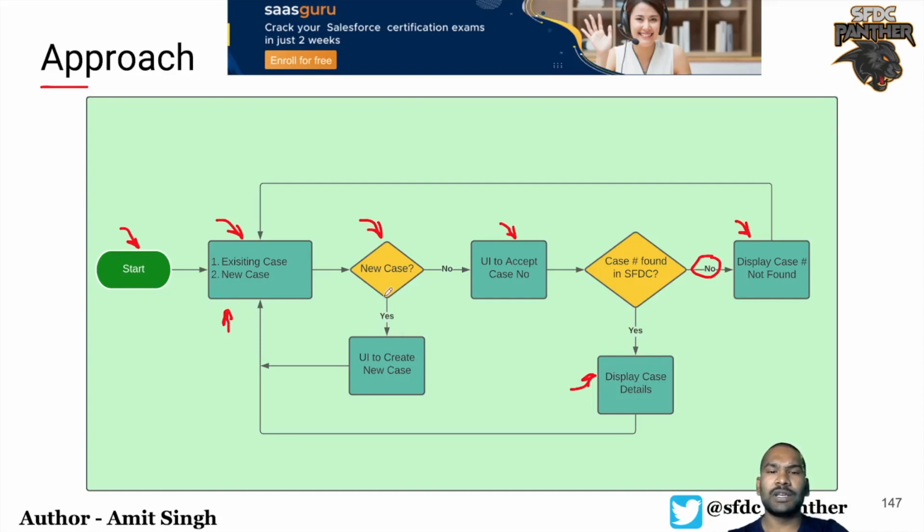If the condition is that they have selected new case, then we have a UI to create a new case, the case is created, we display the success message, and then take them back to the initial screen. This is the simple approach that we are going to follow. In this video we are going to talk about the existing case, where we will accept the case number, query the case, and display the details or the error message.